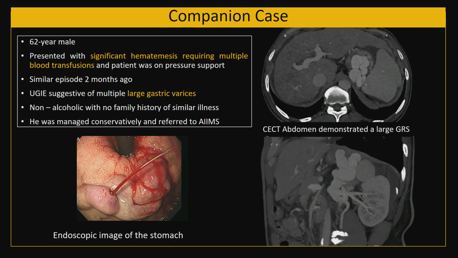Coming to the companion case, this is a 62-year-old male who presented with significant hematemesis and required multiple blood transfusions. This patient has a large gastric varices. We can see there is a spurt from one of the varices. This patient presented to an outside hospital, and they referred to us for further management with BRTO. So we did the CT, in which we can see multiple bulky gastric varices with no esophageal varices.